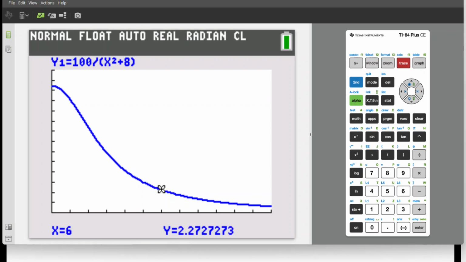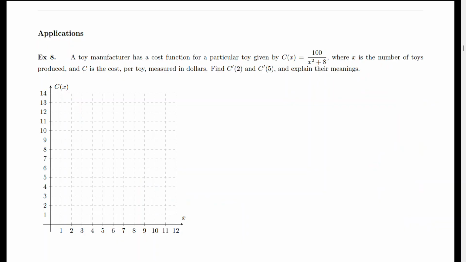What I want to trace real quick is just the value 0. This is the cost of not making any toys, basically. So if you make 0 toys, the cost is still going to be 12.5. That's associated with the fixed costs, right? You have to rent maybe the utilities or the place where you're producing the toys or whatever. So the fixed costs are basically 12.5. And as you make more and more toys, you see the graph kind of goes down a little bit because you're getting more efficient. Maybe you're getting deals from the raw materials or whatever. So that's why the graph kind of looks the way it does. Anyway, that's the graph, but we want to know c prime of 2 and c prime of 5.